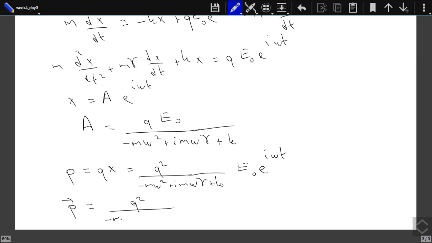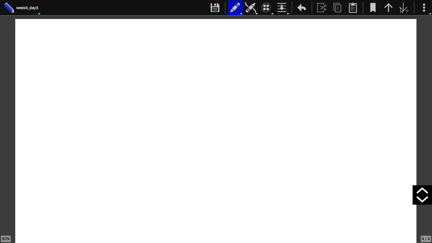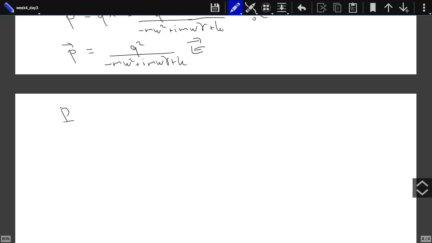Let's keep in mind the electron is moving in the x direction, the electric field is also in the x direction. So the polarization is q squared over minus m omega squared plus i m omega gamma plus k multiplying the electric field. You see, E0 e to the power i omega t is nothing but the electric field. This is the polarization of a single electron. If you multiply this with the electron density, you get the polarization density.